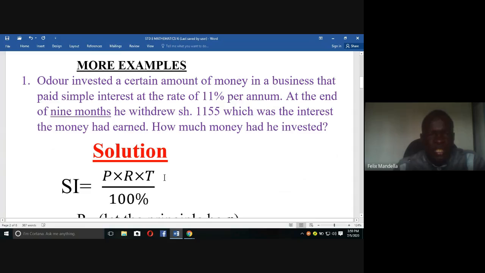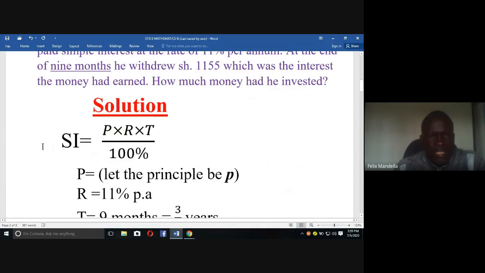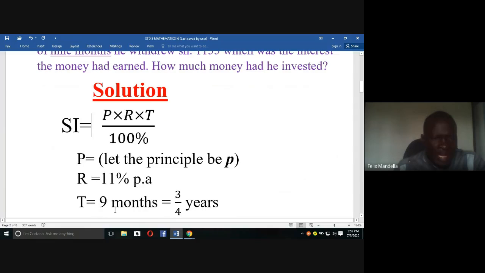Like in this question, we have our formula, simple interest is equals to principal times rate times time over 100. Now, we don't have the principal, as we have agreed. That is what they want us to look at. So let the principal be P. We use letter P. Rate is 11% per annum. Time 9 months.